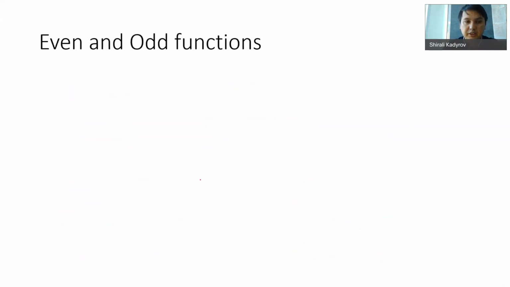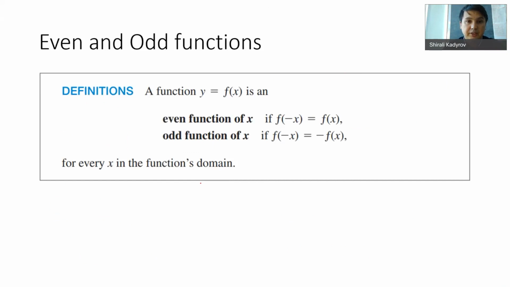Now let's discuss another kind of function. We call them even or odd functions. So here's the definition, again from Thomas' book. Given the function y equals f of x, a function is said to be an even function if f of minus x is equal to f of x. An odd function is when f of minus x is minus f of x. Okay?